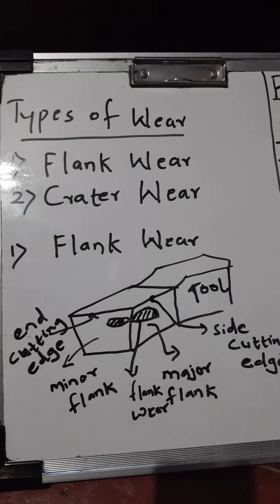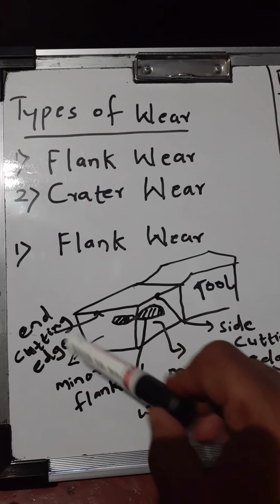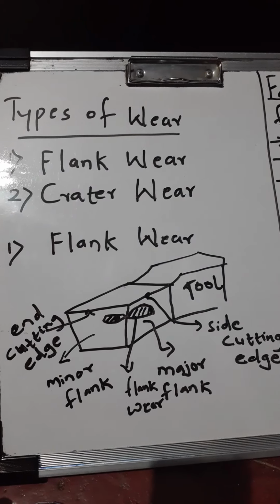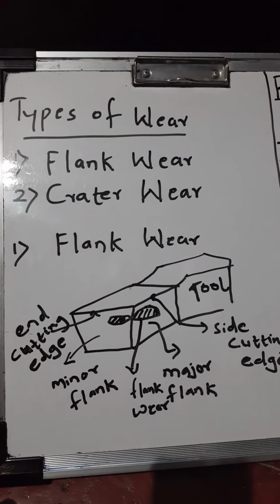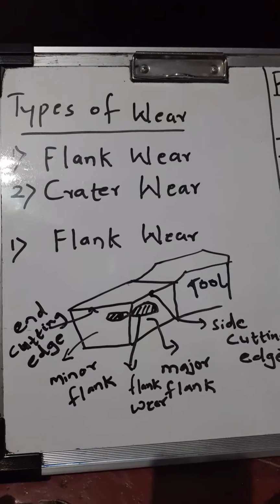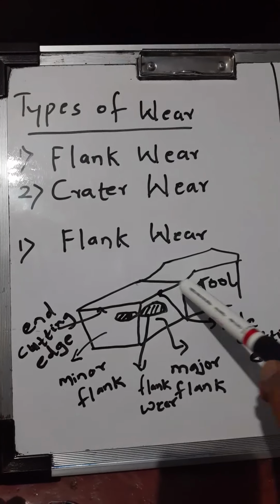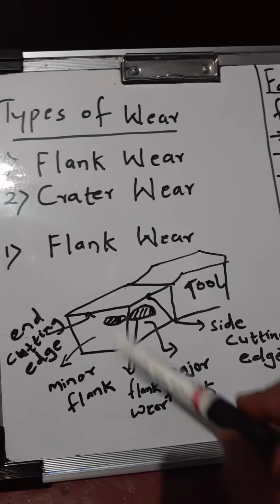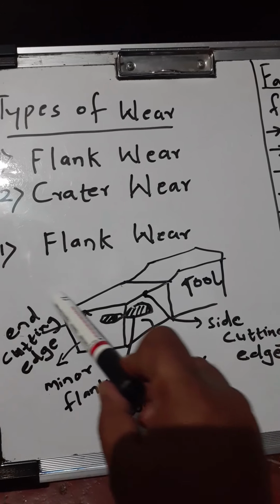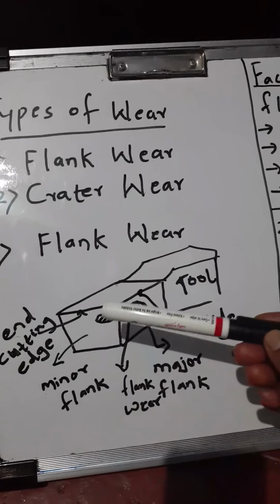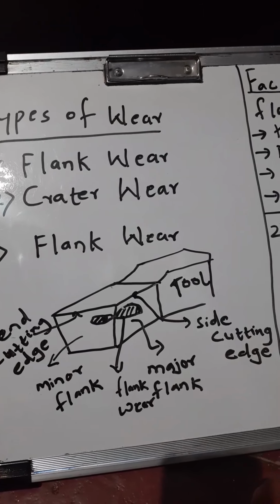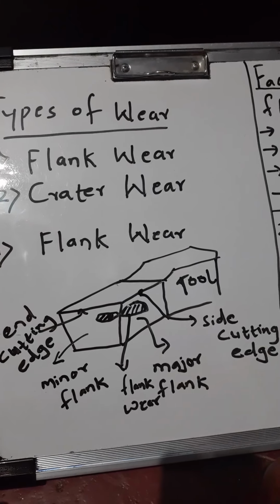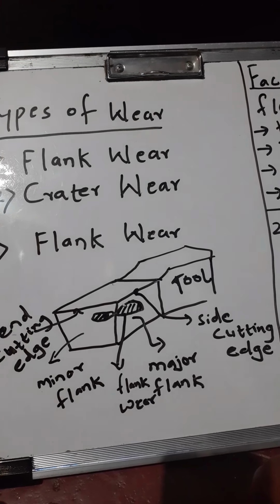Now what is flank wear? If you see here, I have named some of the parts of a single point cutting tool. If you know the nomenclature of a single point cutting tool, then you can easily identify the different names. Here this edge is called the side cutting edge. This edge is called the end cutting edge. Below this edge there is a face which is called the minor flank, and below the side cutting edge there is one more face of the tool which is called the major flank.